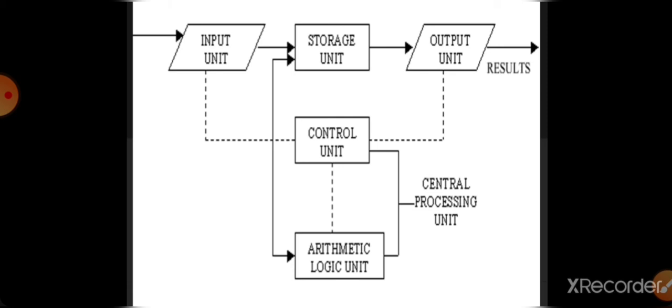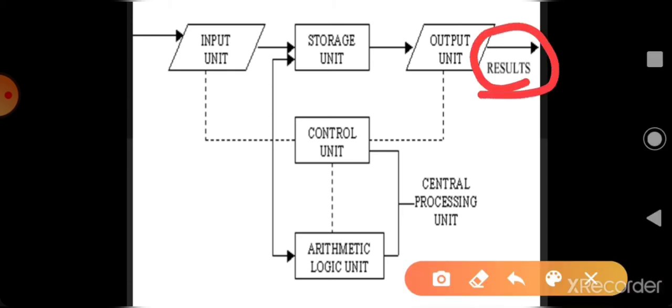And I already told you, the storage unit is used to store the data permanently. And the output unit, what devices did I say are output units? Monitor, speaker, printer, projector. When we watch a movie on a projector on a big screen, that is an output unit. The output unit is used to display the result on the screen. Finally, we will get a result.